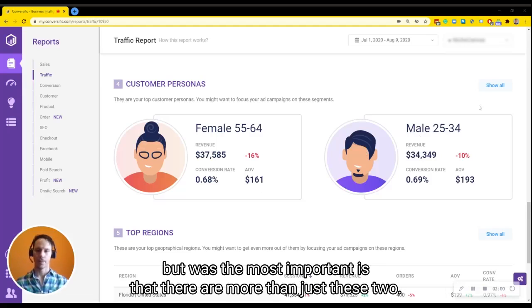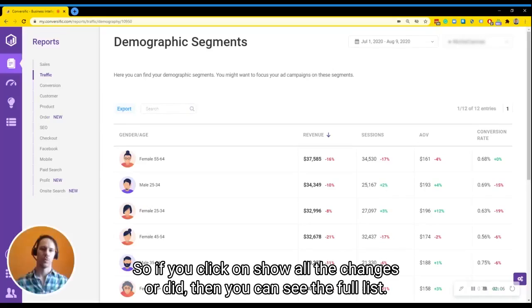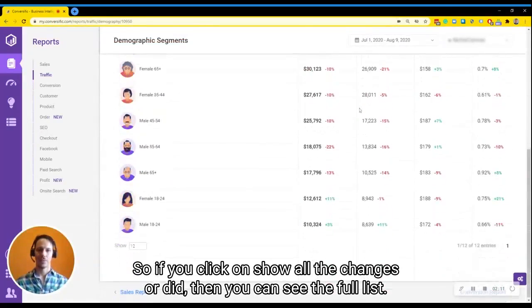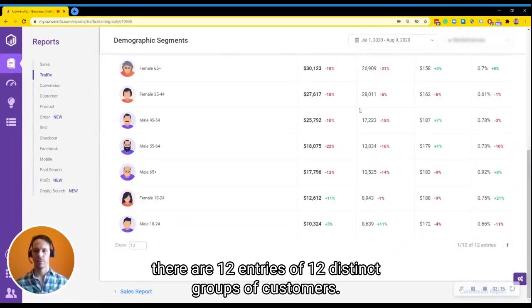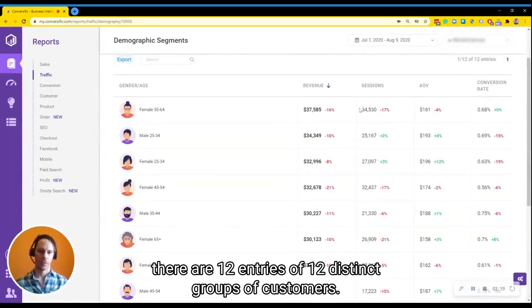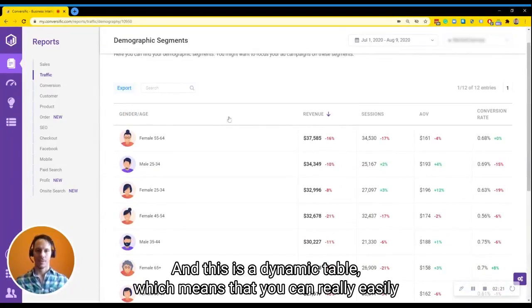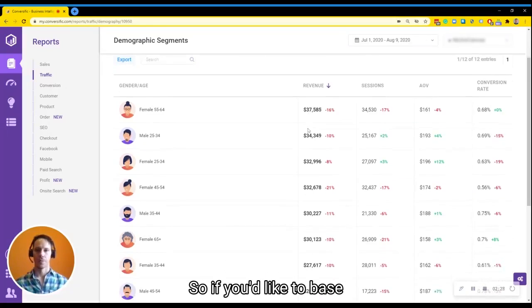But what's the most important is that there are more than just these two. So if you click on show all, which I already did, then you can see the full list. You can see there are many more. For example, in this case, there are 12 entries or 12 distinct groups of customers. And this is a dynamic table, which means that you can really easily order it by either ascending or descending order.